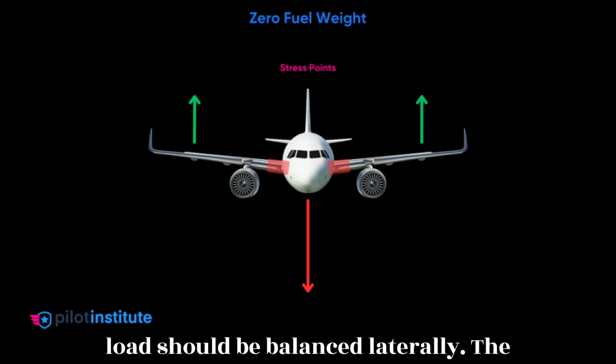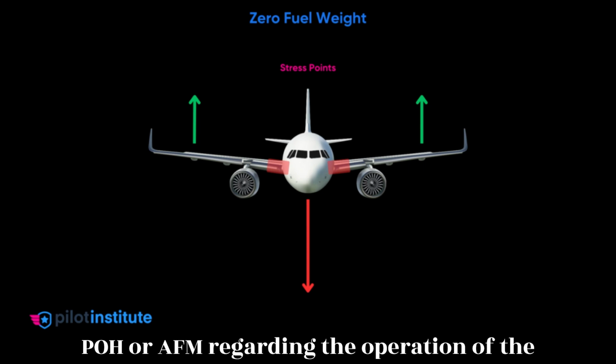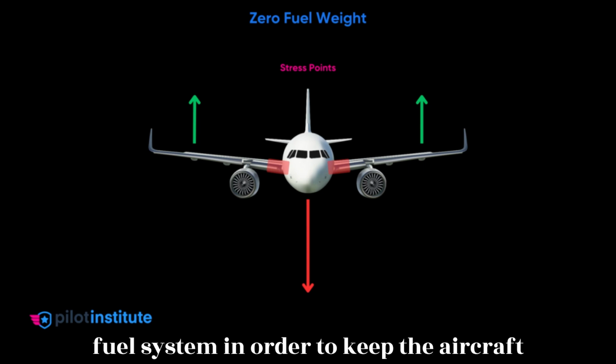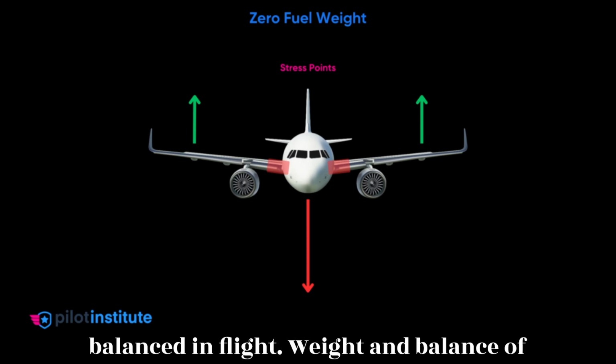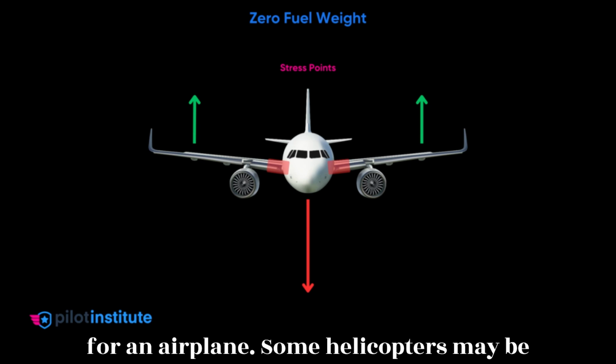The fuel load should be balanced laterally. The pilot should pay special attention to the POH or AFM regarding the operation of the fuel system in order to keep the aircraft balanced in flight. Weight and balance of a helicopter is far more critical than for an airplane.